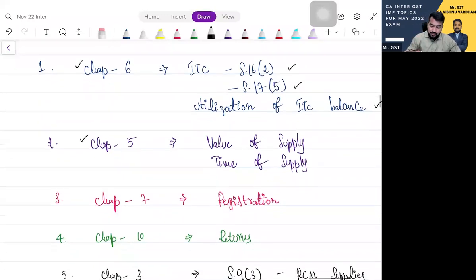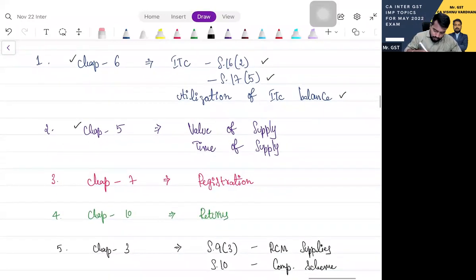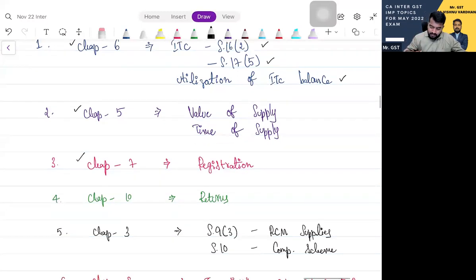After these two topics, please go through chapter number 7, that is registration. In every attempt they are testing the registration chapter. So please go through the registration chapter, the threshold limits for registration, the registration procedure and other topics. Make sure you are not missing this chapter at any cost, and please be thorough with it.